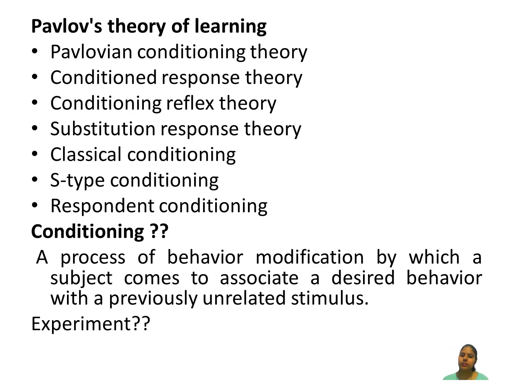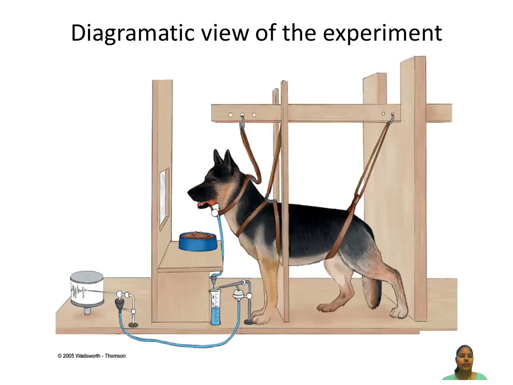Now, Pavlov did one experiment on a dog. You can see the picture of the dog here. The dog is there, and in front of the dog there is food. The dog is tied so that he cannot eat. His saliva, which is coming from his mouth, is collected in a small container, and there is a recording of its behavior, of how its saliva is coming. When he saw the food, saliva came, and he wanted to eat.